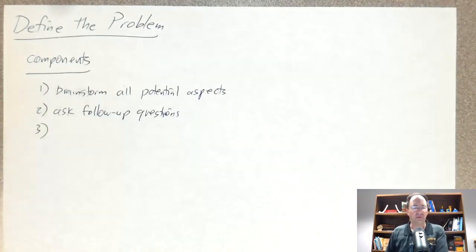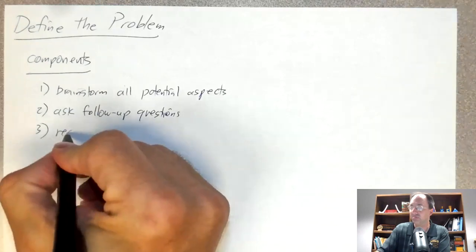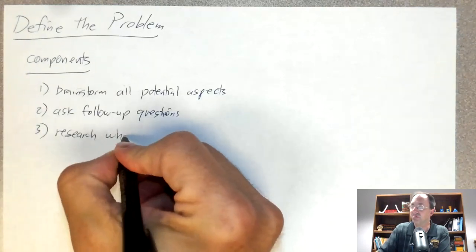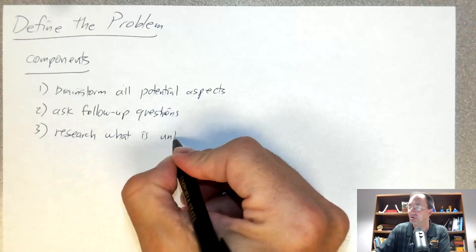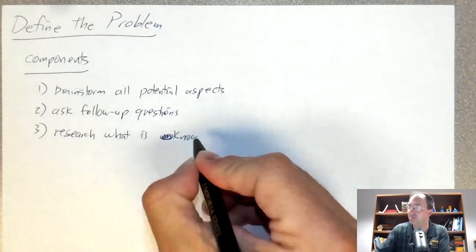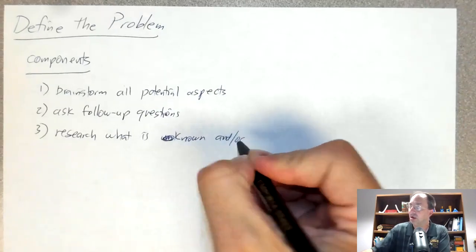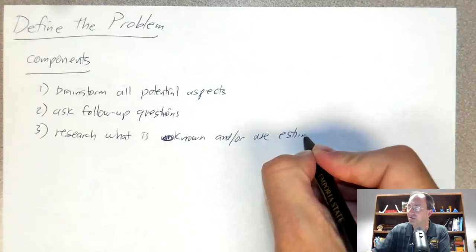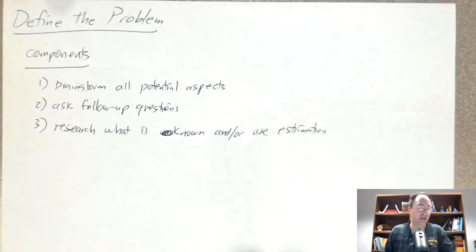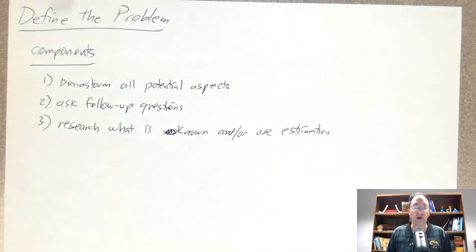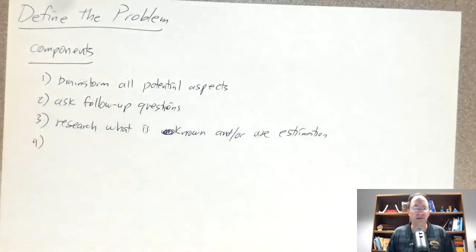Once you have a feel for what the client wants, or if it's your own personal question, what you really are asking, then you might see what sort of research is already known. So research what is known and/or use estimation. Because sometimes a quick estimate is all you need to really answer the question, and there's no point in going beyond that. Or maybe this estimation or this initial research will give you a better feel for what's really going on with the problem that you're trying to solve. And this will go back to possibly more follow-up questions.